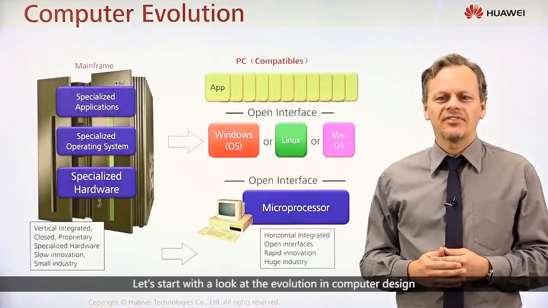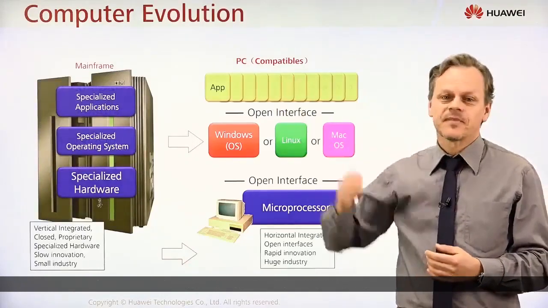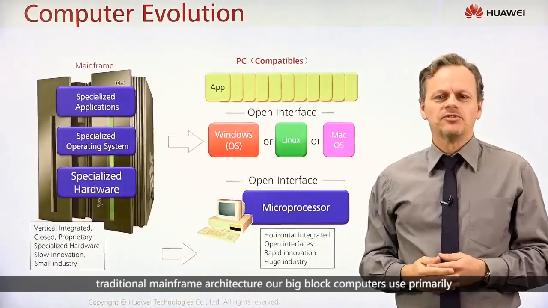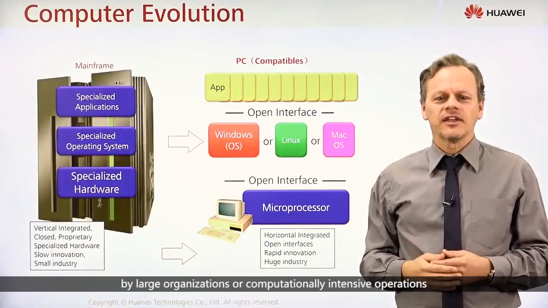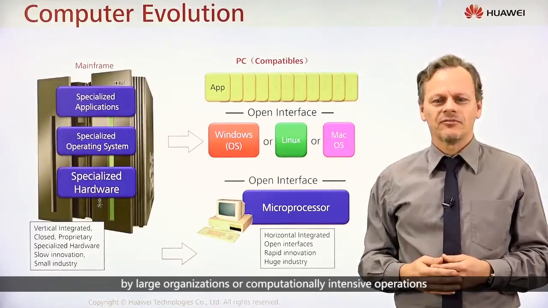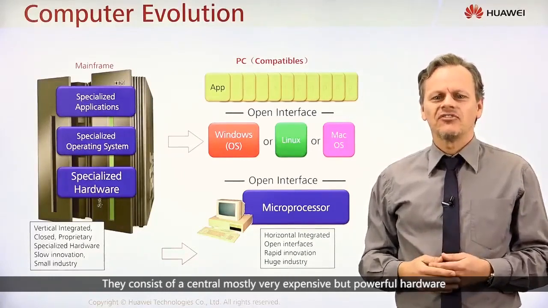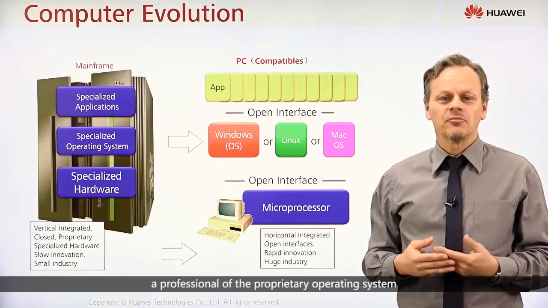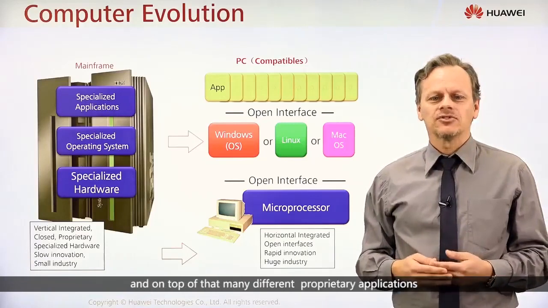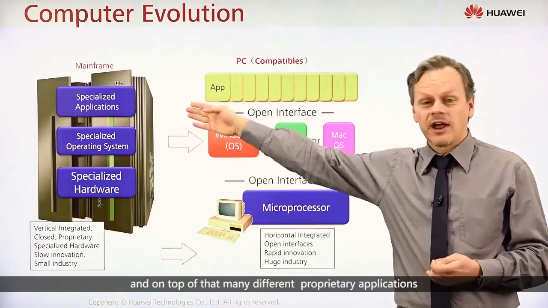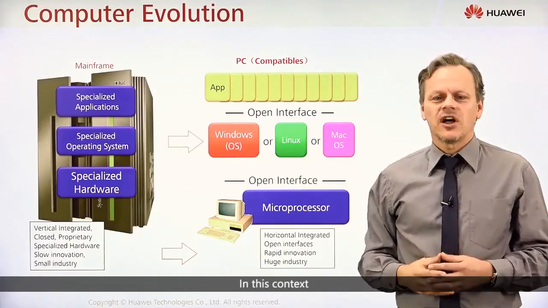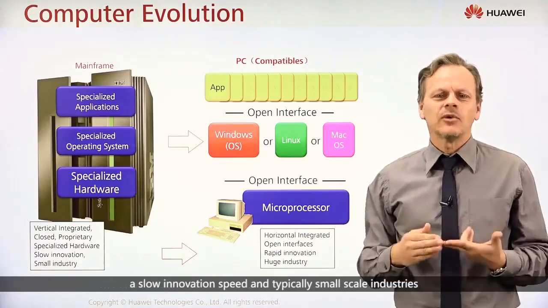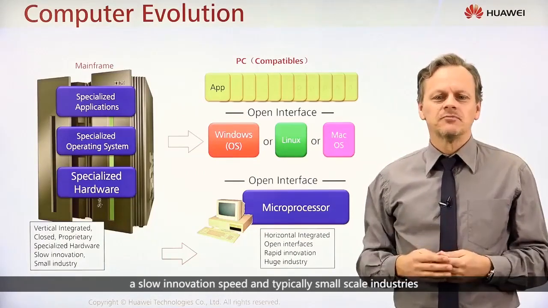Let's start with a look at the evolution in computer design. Traditional mainframe architectures are big block computers used primarily by large organizations or for computationally intensive operations. They consist of a central, mostly very expensive but powerful hardware, a professional, often proprietary operating system, and on top of that, many different proprietary applications. In this context, mainframe stands for a proprietary system with an enclosing interface, a slow innovation speed, and typically small-scale industries.